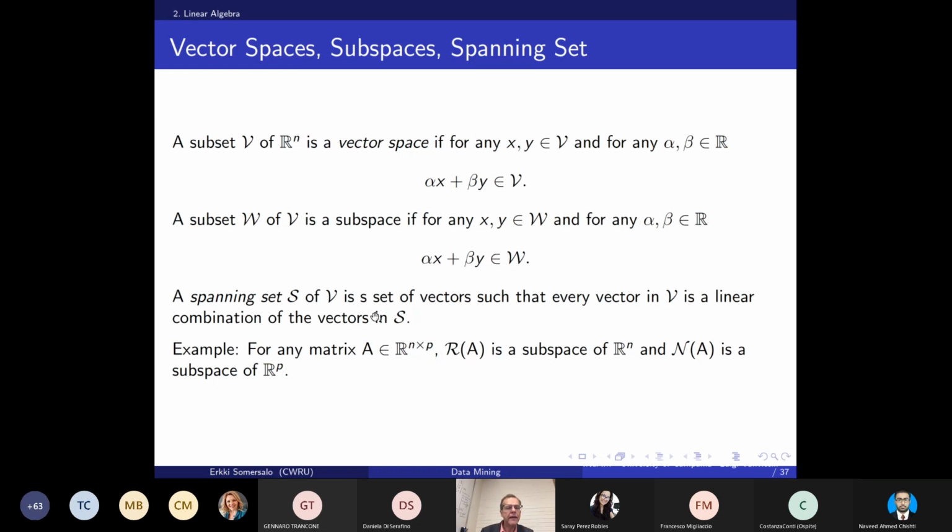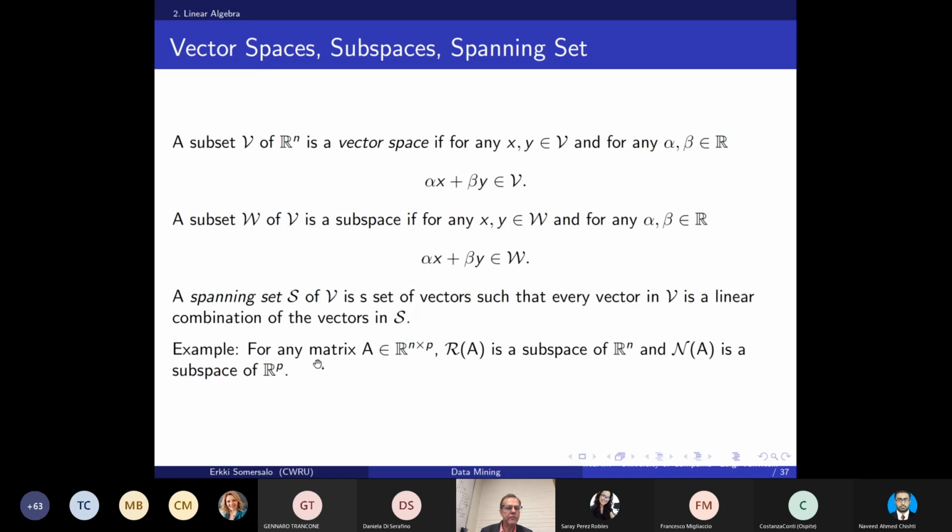And if V is a vector space, and you can represent your V as a linear combination of vectors in a set S, we say that this S is a spanning set. Spanning set means that all vectors can be expressed as linear combinations of the entries in this set.